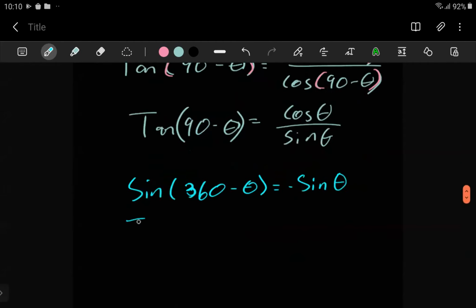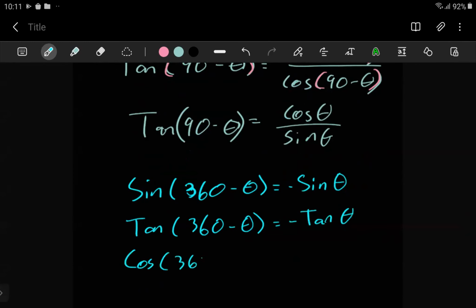So if you have tan of 360 minus theta, what is this one going to be equal to? Minus tan theta. And then this one, positive cos theta. Yeah.